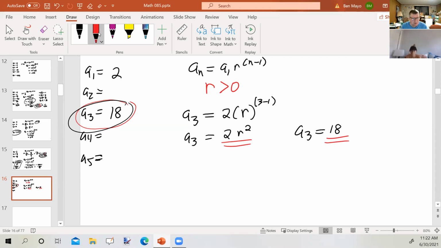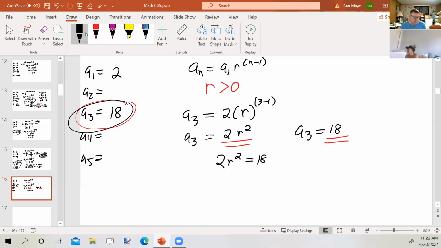Think about what we did yesterday. We had two different ways of describing the same thing. For instance, we could say, today is Wednesday, today is hot, therefore Wednesday is hot. A sub 3 equals 2r squared, a sub 3 equals 18, therefore 2r squared equals 18. I just love it when my voice cracks.